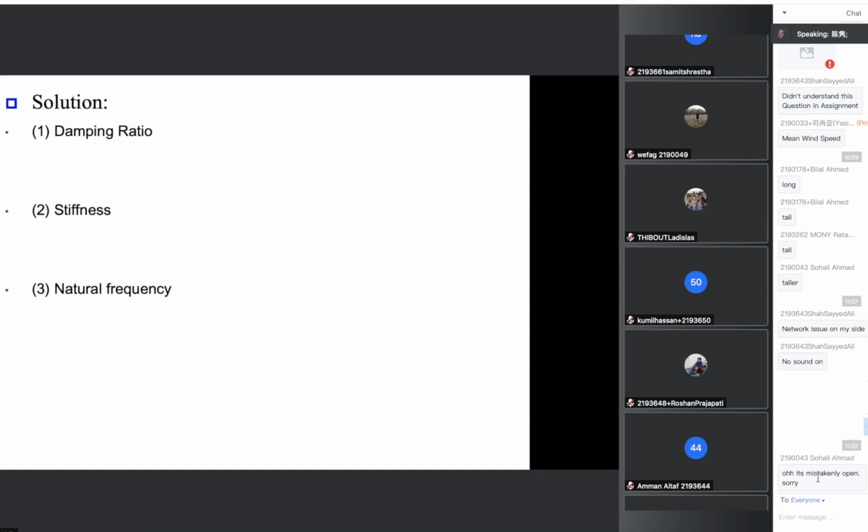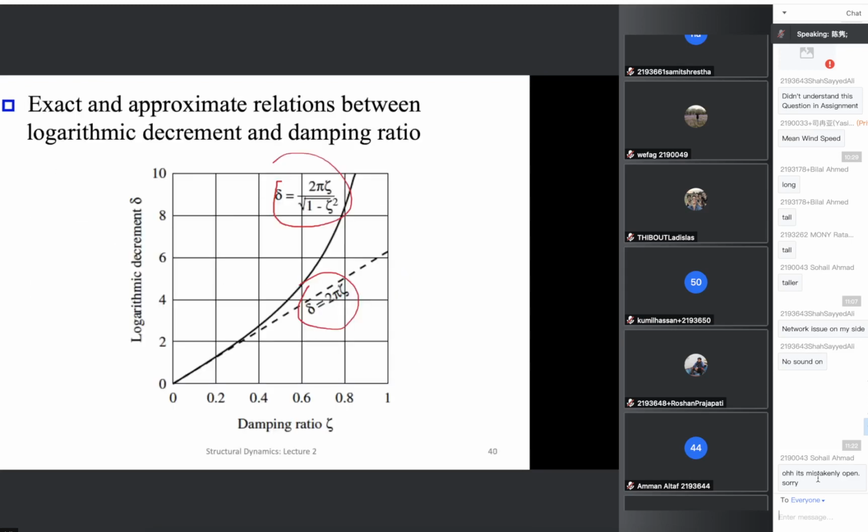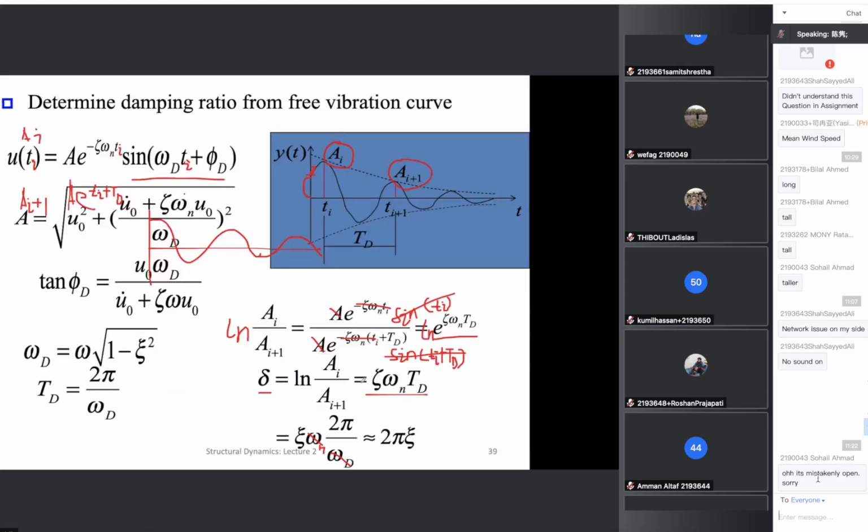Okay, damping ratio. How do we define that? We can use the method we just discussed, which we call the logarithmic decrement method. This is delta, then divide by 2 pi. But here there is a j, which is 4 cycles. Let me go back and explain it to you.